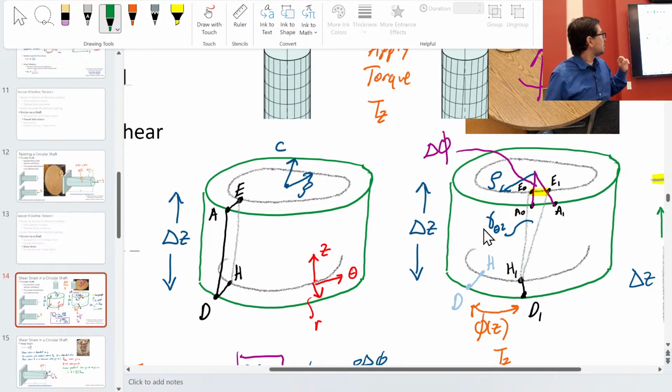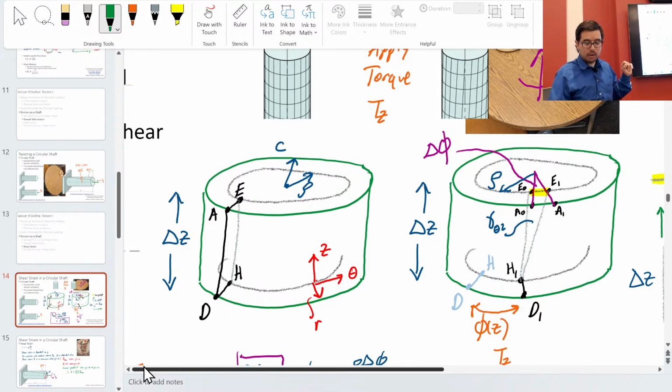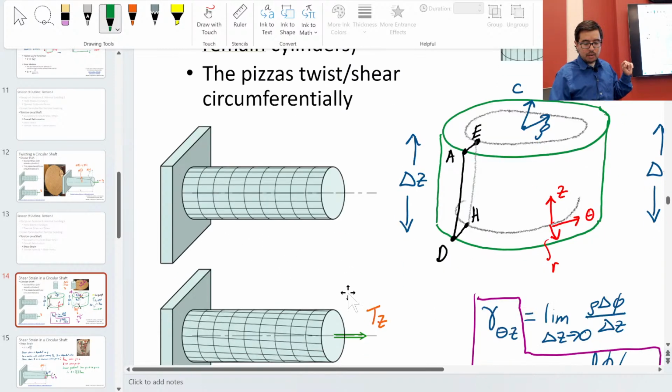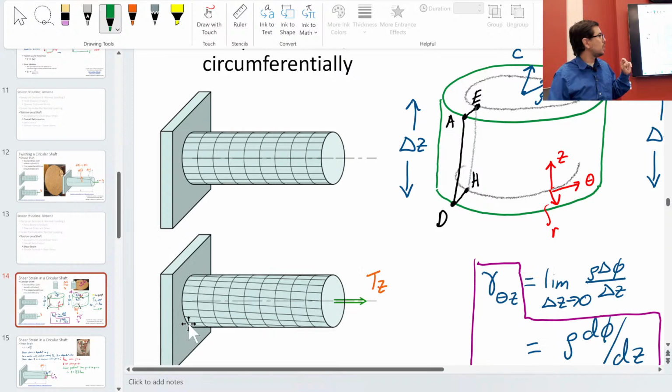But a couple things begin to happen. When I apply that torque, this point moves over here, all right? So if we call this A0, now it moves to A1. So it's moved over relative to D. Okay, because we saw that behavior, right? We saw that behavior over here. Against the wall, these were pinned. But then we see things have to rotate as we twist.